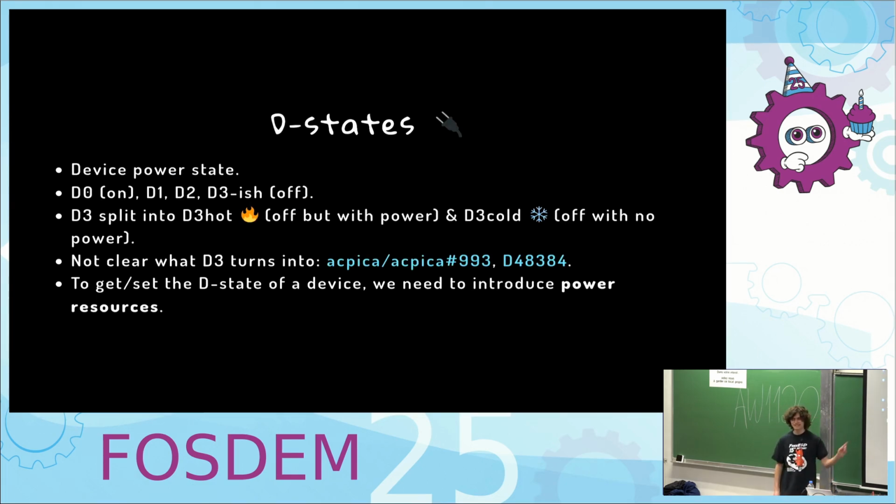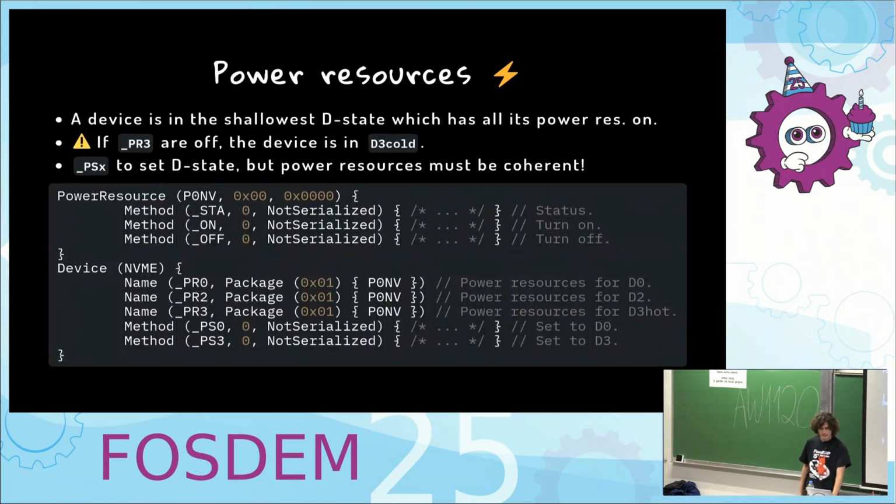Okay, next thing I want to talk about are D states. These are those device states that you need to put your stuff in. So D0 is on, D3 is off. I'm not going to go into the difference between D3 cold and D3 hot, but there are some complications with that, but that's not too important. And which D state you're in, you can get through power resources.